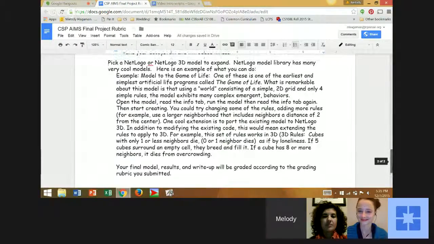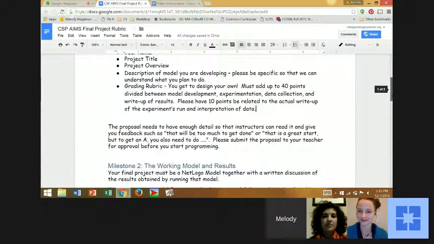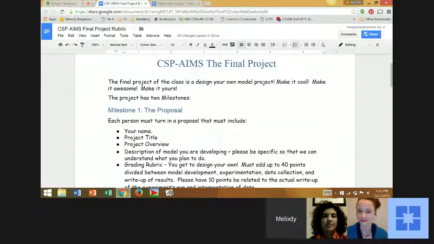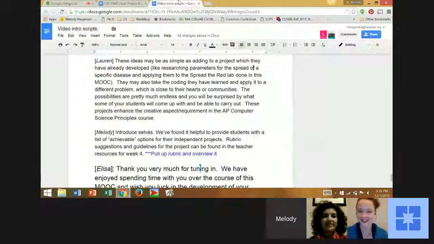So that rubric will be available for you guys as a resource, and it's also what we'll be using to score your projects. That's right.